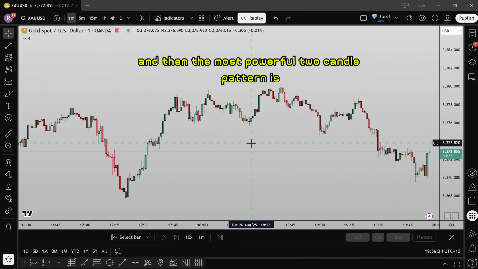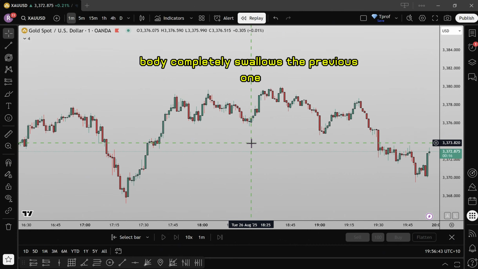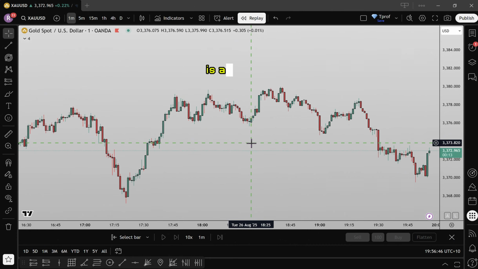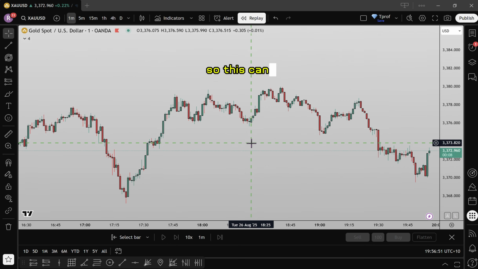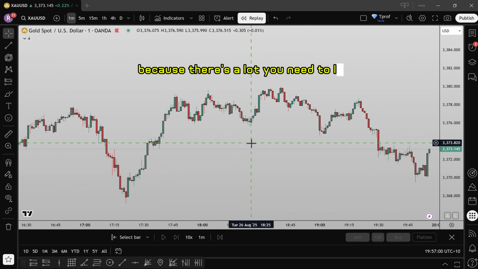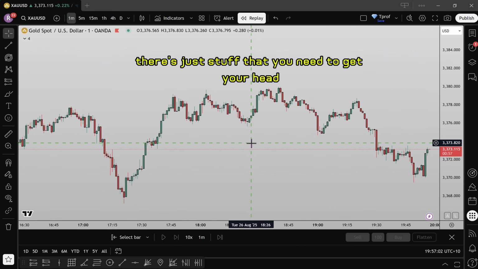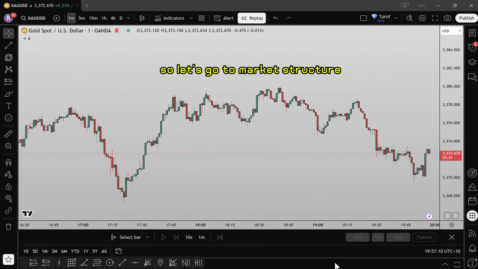And then the most powerful two-candle pattern is, I think, the engulfing candle, in my opinion. This is when one candle's body completely swallows the previous one. Bearish engulfing is a strong sign that sellers have taken over from the buyers, and vice versa. So this can help. It's just that you shouldn't give it your full trust. That's all I'm saying, because there's a lot you need to learn. It's just stuff that you need to get your head around, just have a slight understanding about. So let's go to market structure.